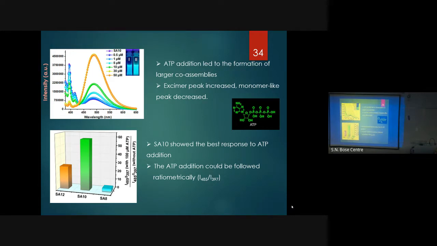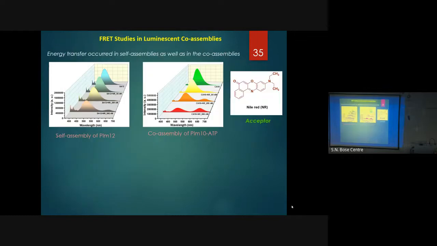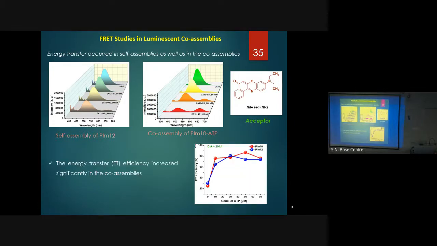And what we found again was that the binding was followed by a very strong increase in the excimeric emission, which varied with the ATP concentration. One of the derivatives, C10, showed the best value, so we carried on with C10 for the further studies. What we did here was look at the energy transfer values in the self-assembled structures without ATP and with ATP, and we found that when you have ATP, the energy transfer was much better, which you can follow from this simple plot.